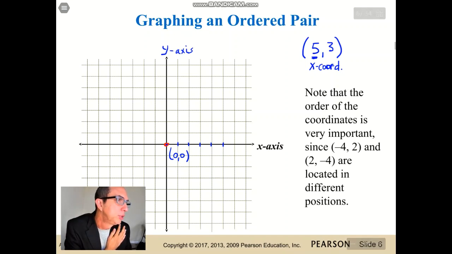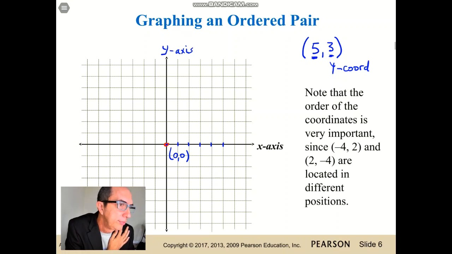Now you go to the next number. The next number is the y coordinate, which is 3. The y coordinate is positive, so you go up. 1, 2, 3. And this point here is going to be associated with the ordered pair 5 and 3. So the coordinates of this point are this ordered pair, 5 and 3.